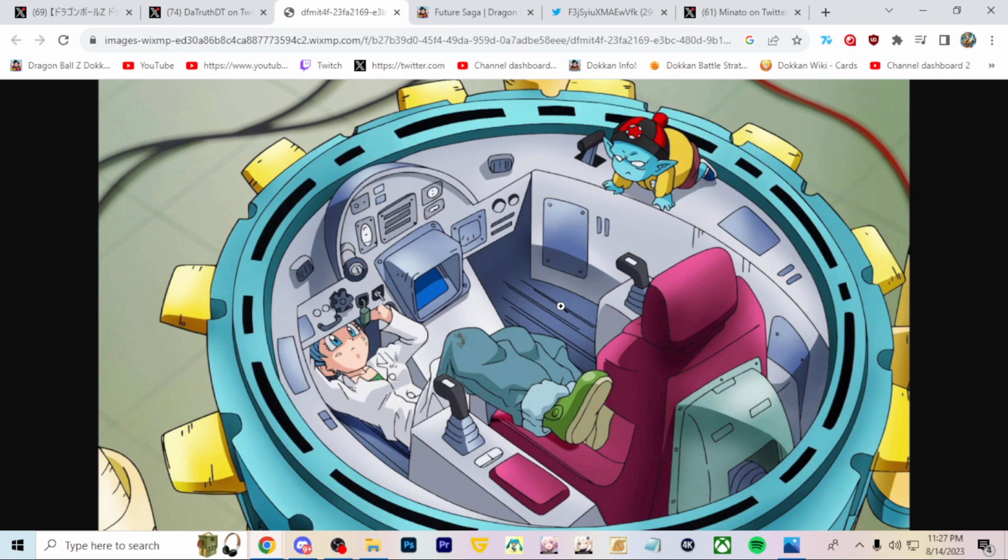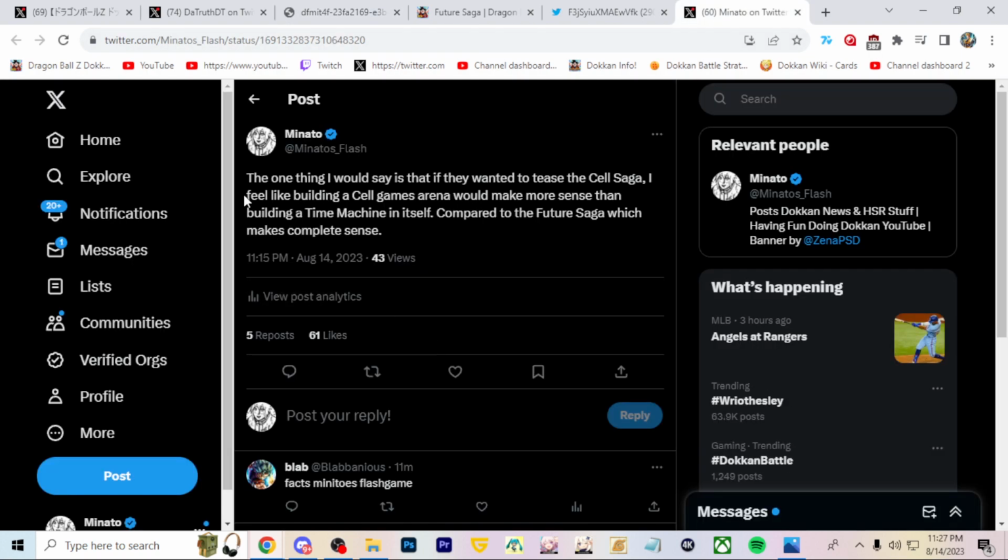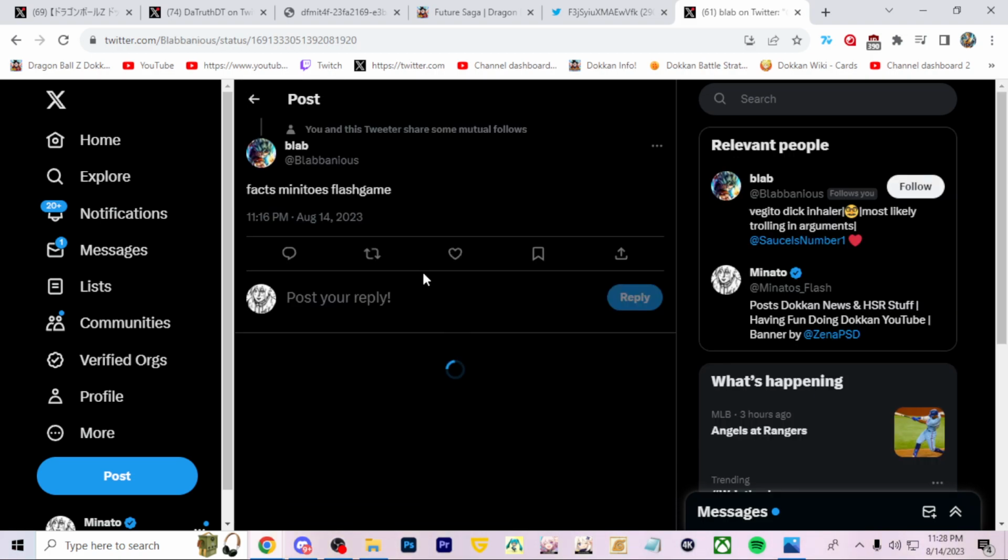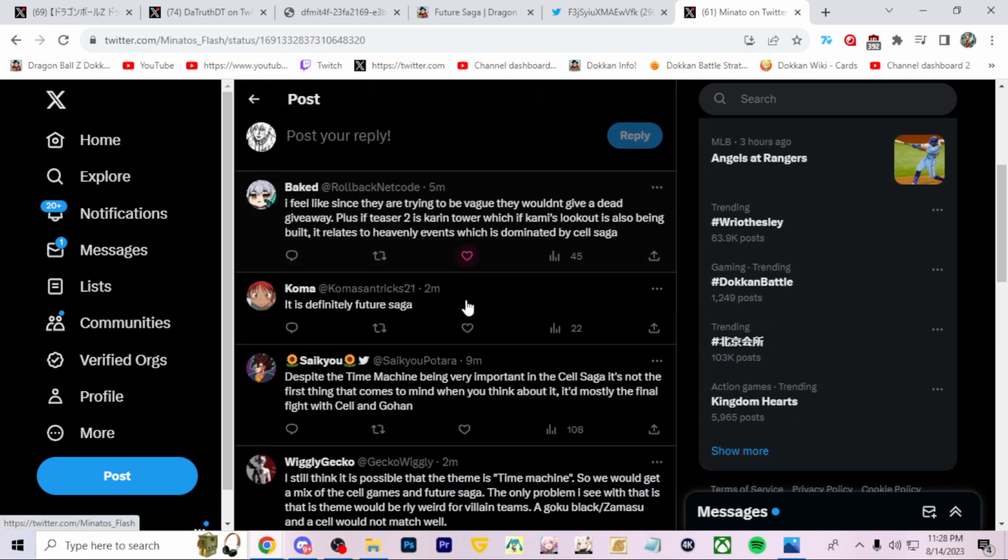I really do think it makes a lot of sense that it would be the time machine, more so compared to the Cell saga, right? If they're gonna do the Cell saga, they would be building the Cell Games Arena, right? I think that's a point. I was talking with Luka Dokkan about it, and he brought that up, and I was like, that's a pretty good point, Luka Dokkan, right? They would obviously build this time machine, right? Let's see what people are thinking, though.